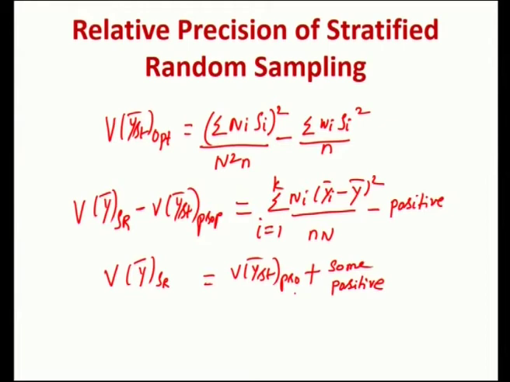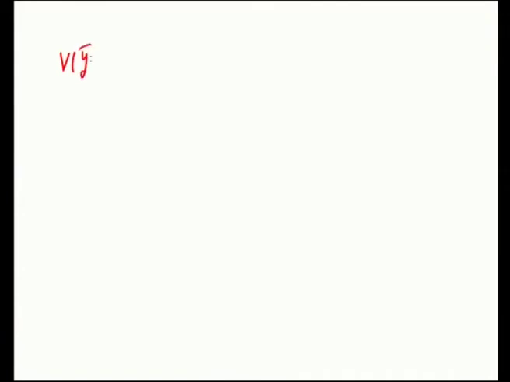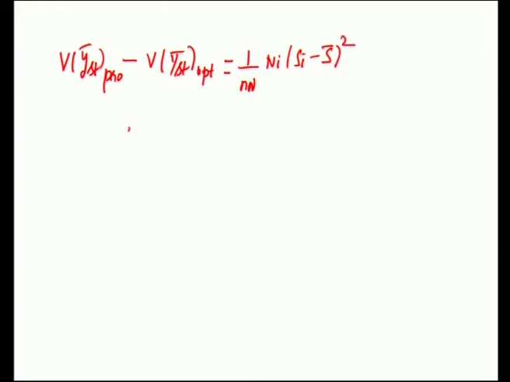We know already the expressions. Now, subtract the one from the other. Variance of YST bar in proportional allocation minus variance of YST bar in optimum allocation. This we get the expression to be 1 by small n into capital N, summation of Ni into Si minus S bar, the whole squared, where S bar is equal to summation over i is equal to 1 to k Ni Si by n. Again the right hand side is some positive quantity.